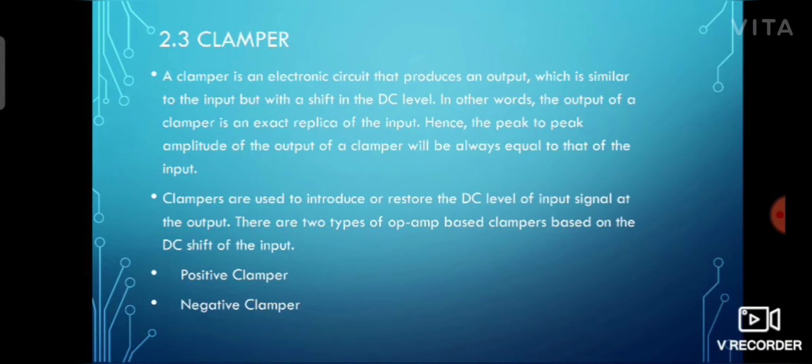Clamper. A clamper is an electronic circuit that produces an output which is similar to the input but with a shift in DC level. In other words, the output of the clamper is an exact replica of the input. Hence, the peak-to-peak amplitude of the output of a clamper will always be equal to that of the input. Clampers are used to introduce or restore the DC level of the input signal at the output. There are two types of op-amp based clampers based on the DC shift of the input, positive clamper and negative clamper.